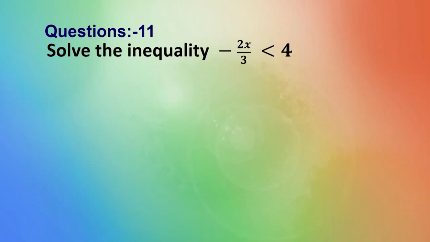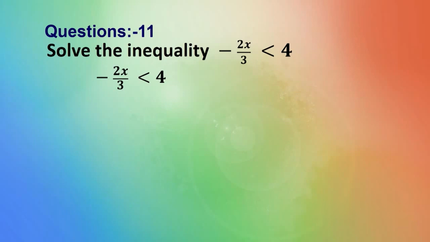Solve the inequality -2x/3 < 4. Read the question again. Solve the inequality -2x/3 < 4. So write it again. Now here there are two numbers with x, so you have to remove the -2 and also the 3.